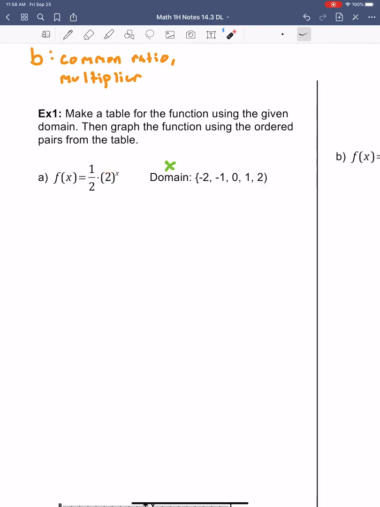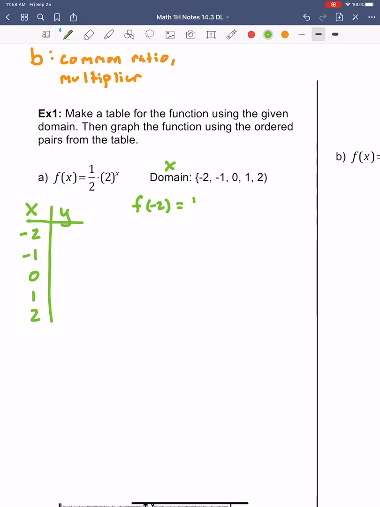All right, since my b value is greater than 1, this will be a growth function. And we'll look at that in the next lesson here. But for now, we're just going to go ahead and make a table and plug these values in. So I've got x, and I've got y. Domain is the x's, remember, so they gave me those -2, -1, 0, 1, and 2. And I'm just going to plug these things in one by one here. So first, I'm going to find f of -2.